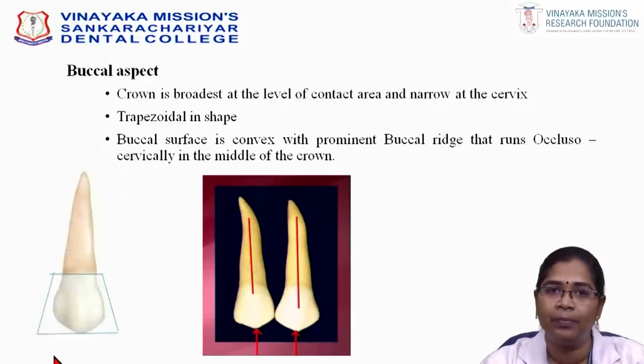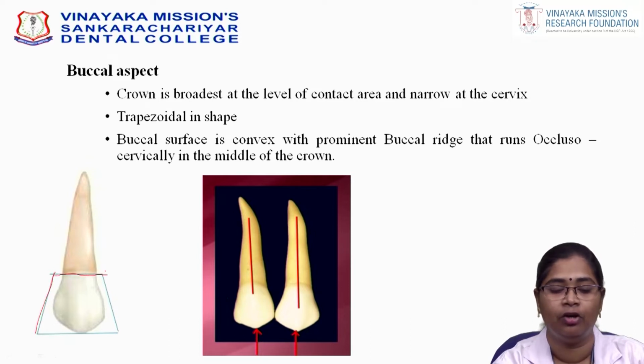Now let us describe the tooth from each aspect: the buccal aspect, the palatal aspect, the mesial and distal aspects, the occlusal aspect, and the root separately. Moving on to the buccal aspect, the crown is broadest at the level of the contact area and narrow at the cervix. This is the shape of a maxillary first premolar from the buccal aspect. It is trapezoidal in shape, broader at the incisal level and converging toward the cervical line.